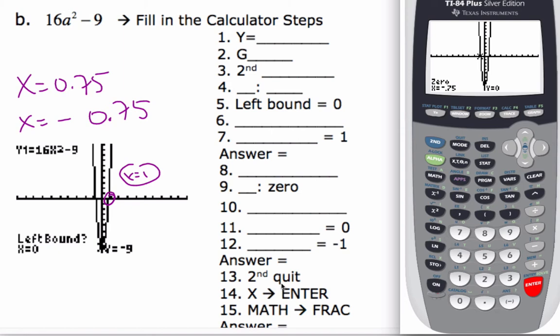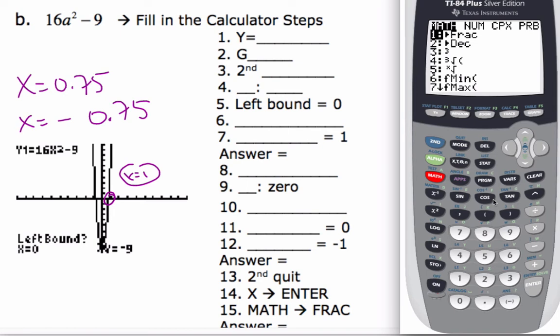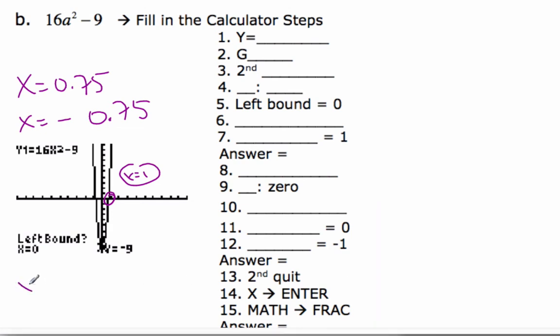So what I'm going to do is go second quit. The x value, I'm going to enter it, is negative 0.75. I'm going to change this to a fraction. To do that, I go to the math button, and number 1 is fraction, so I hit enter on that. And it makes negative 3/4. And so x equals negative 3/4.